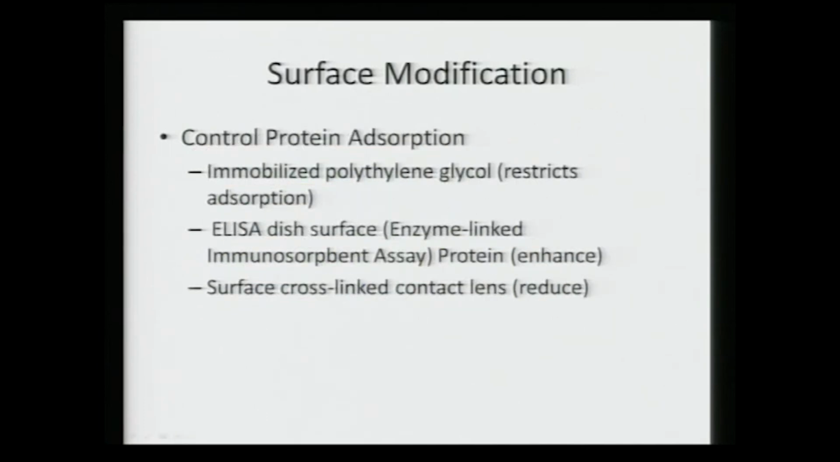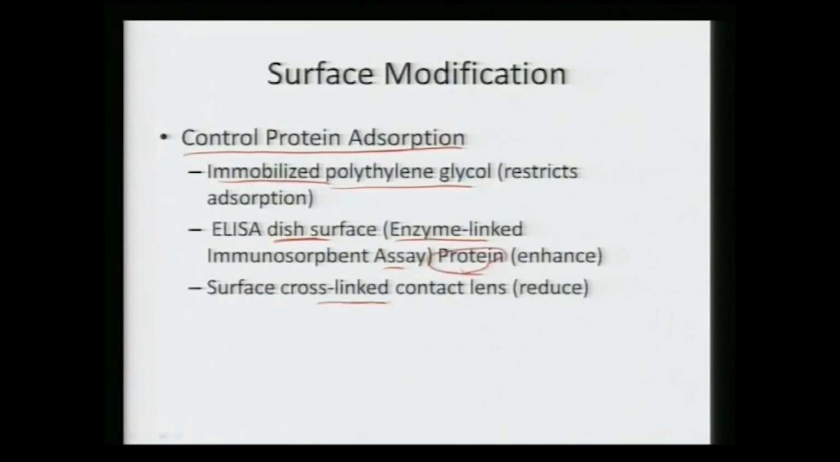Again, surface modification can also be required in terms of controlling protein adsorption. If we want to reduce the adsorption, we can impart immobilized polyethylene glycol. We can also impart an ELISA dish surface to enhance the overall protein adsorption. ELISA is nothing but enzyme linked immunosorbent assay. So, the ELISA dish surface can impart enhanced protein adsorption.